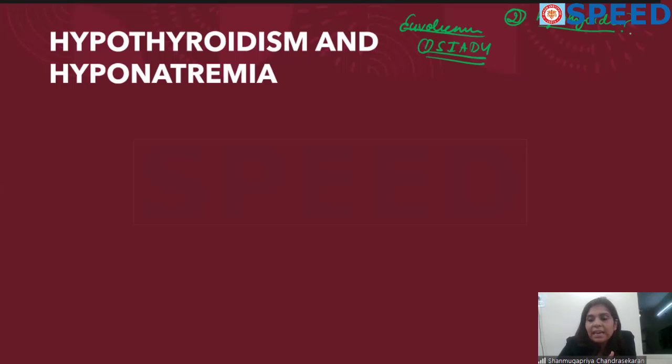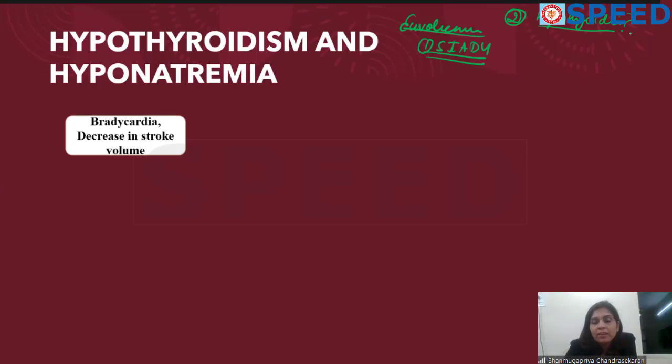One is that thyroxine has a positive effect on cardiac muscle fibers. It has a positive inotropic effect and a positive chronotropic effect on the heart. Basically, thyroid increases heart rate and increases force of contraction. So what happens in hypothyroidism? Heart rate is reduced and stroke volume is reduced. When heart rate and stroke volume are reduced, cardiac output is reduced. So there is a decrease in the intravascular volume.